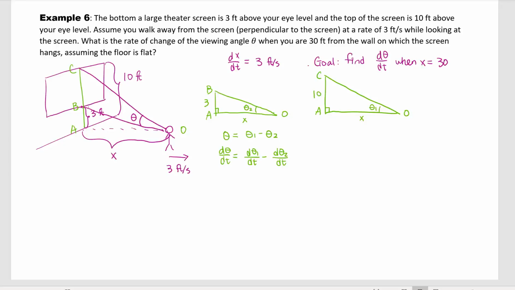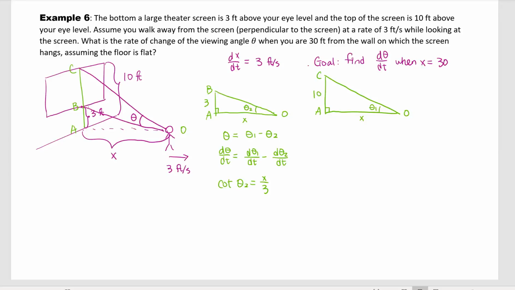Okay, let's look at the first triangle. We know 3, we know x, and we're looking for theta 2, right? So what's the relationship between theta 2 and x and 3? We know opposite over adjacent is tangent, but it's better to have the variable x in the numerator. So let's use adjacent over opposite. Do you remember what that is? Yes, that is cotangent. So cotangent of theta 2 equals x over 3.